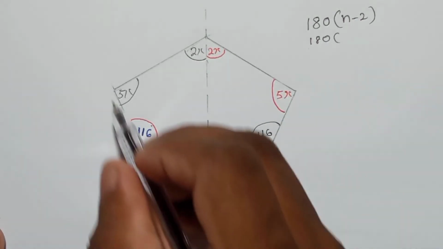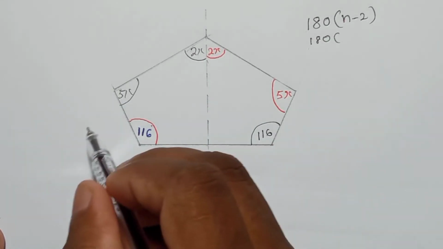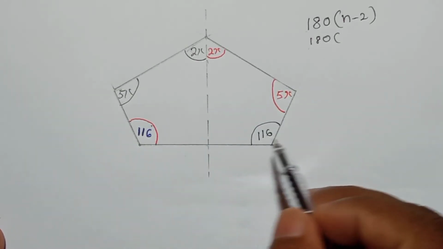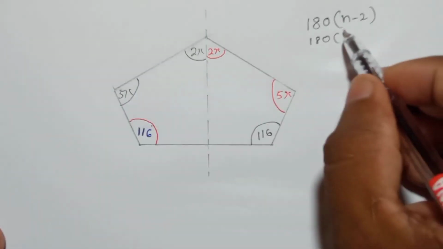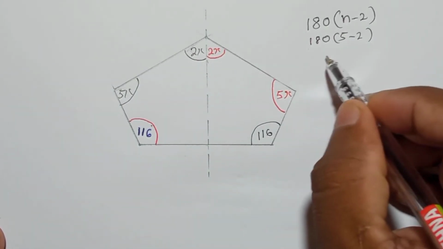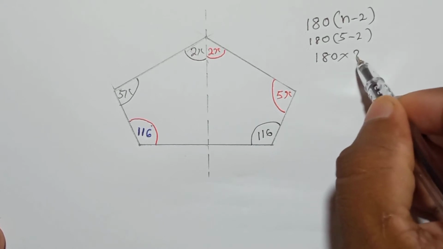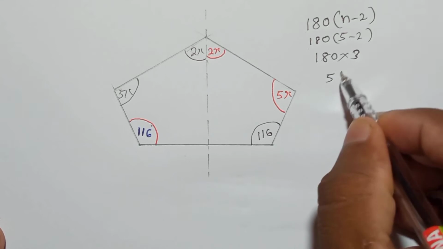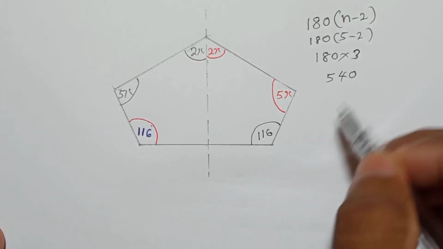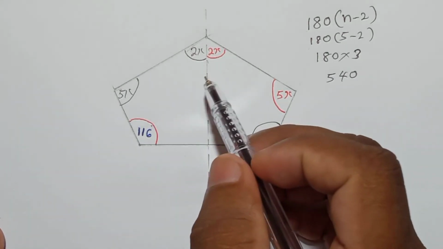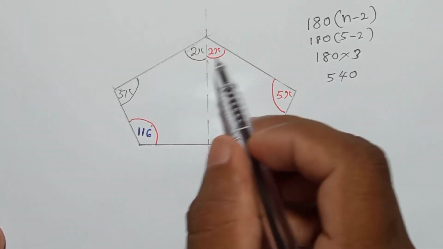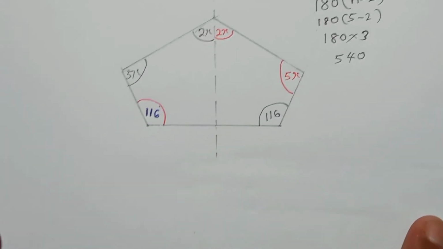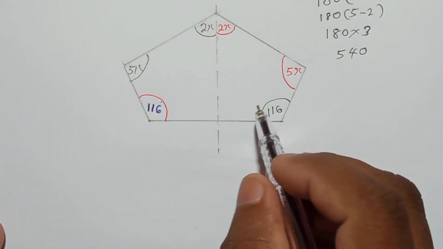In here how many sides do we have? 1, 2, 3, 4, 5. This is a symmetrical line, right? So that's why this is one side. So 1, 2, 3, 4, 5. So here 5 minus 2, so here will be 180 times 3. 5 minus 2 is 3, right? So this will be 540. Or if you remember this, it's okay. Now very easily we can find it: all these angles together add up to 540. So if you write that formula that way, we can find the value of x.